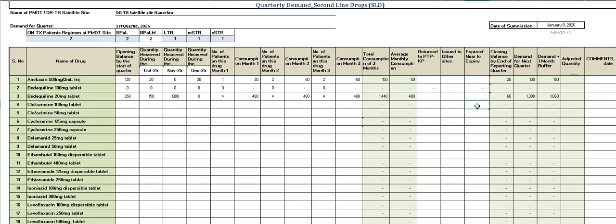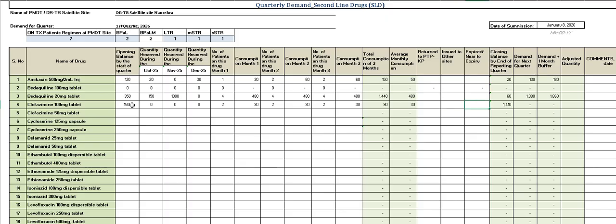Let's see another example where these three columns can be used. For example, clofazimine, you were having 1500 tablets. You received 0 during the first month, 0 during the second month, and 0 during the third month. So you have two patients and you have given 30 tablets, two patients and 30 tablets, and two patients and 30 tablets. You have used a total of 90 tablets at the rate of 30 tablets per month.